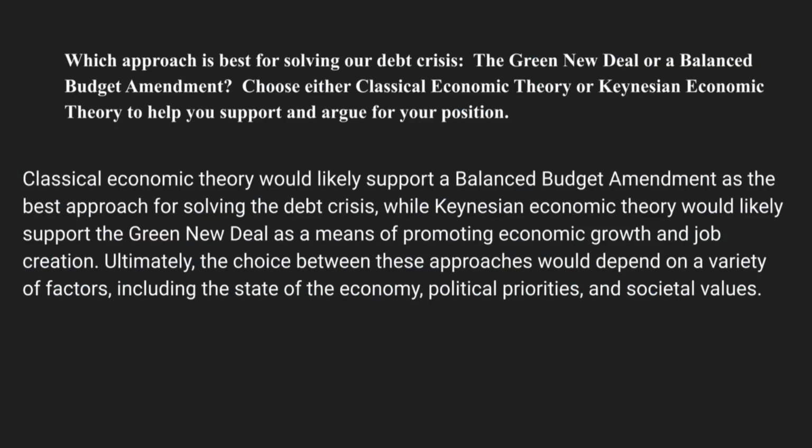Classical economic theory will likely support a balanced budget amendment as the best approach for solving the debt crisis, while Keynesian economic theory will likely support the Green New Deal as a means of promoting economic growth and job creation. Ultimately, the choice between these approaches will depend on a variety of factors, including the state of the economy, political priorities, and societal values.